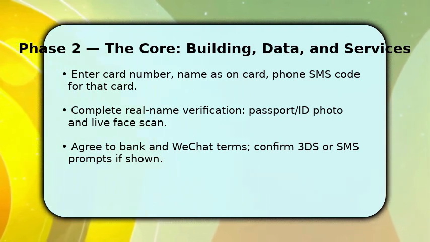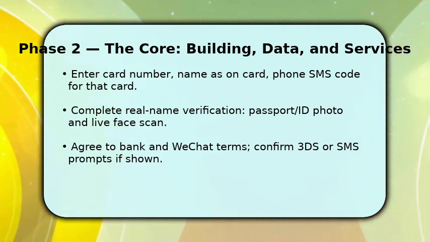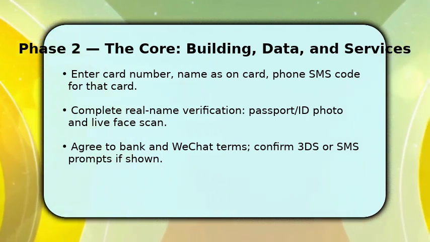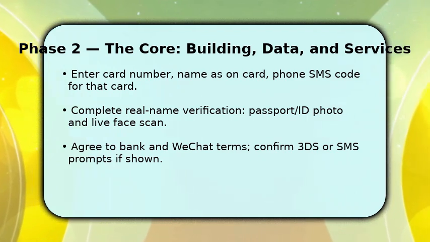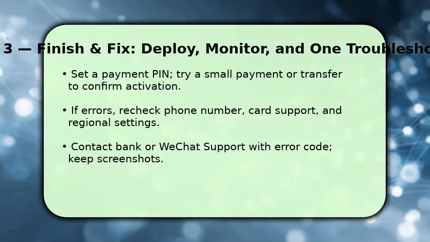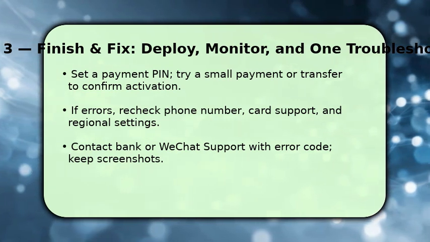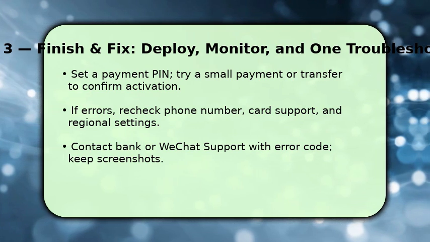Sometimes a small authorization charge or 3DS flow appears. Just approve it. This middle stage ties your identity, phone, and card together, so payments become secure and compliant. Finalize activation by setting your wallet payment PIN, then test with a small transfer or purchase to confirm everything works.